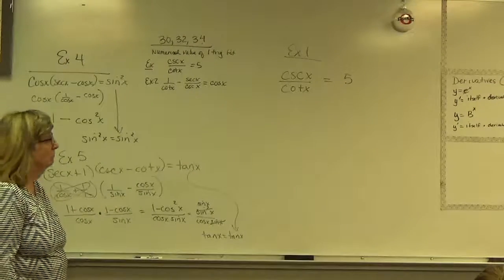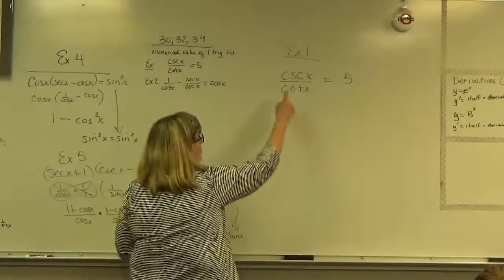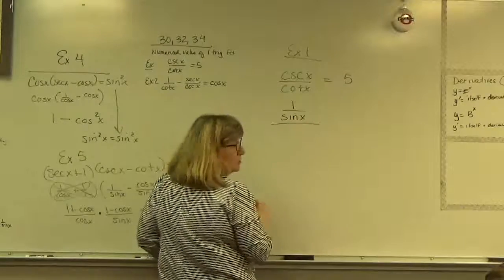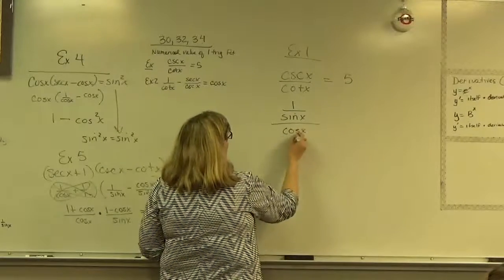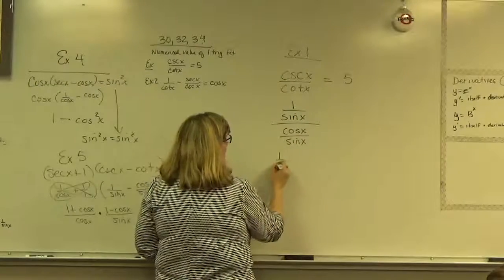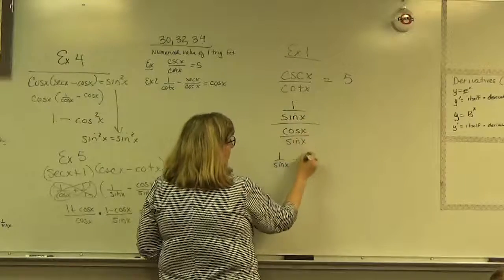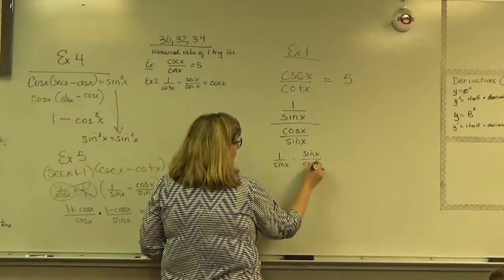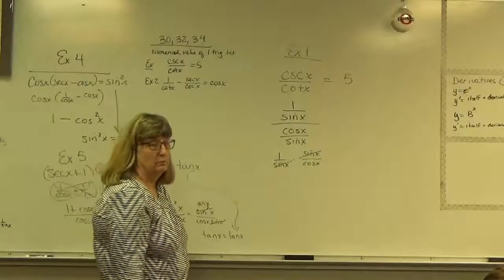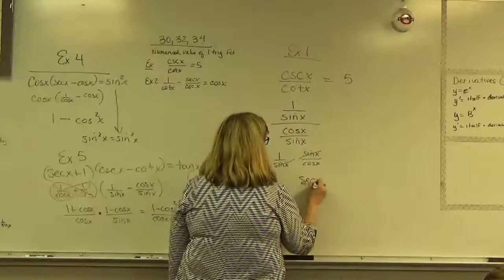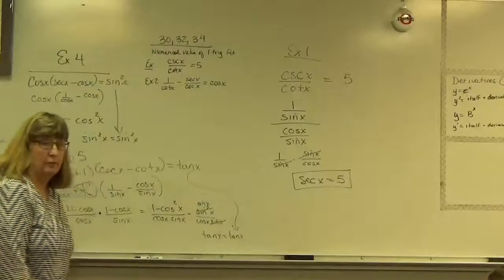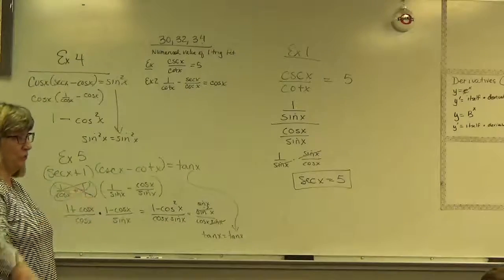What could I change cosecant to? 1 over sine. What could you change cotangent to? Cosine over sine. What do you do when you divide with fractions? Invert and multiply. So the reciprocal of that would be sine over sine, and the sines cancel. What's 1 over cosine? That would be secant. There's our answer. We got a single trig function equal to a numerical value, which is what you're trying to do on 30, 32, and 34.